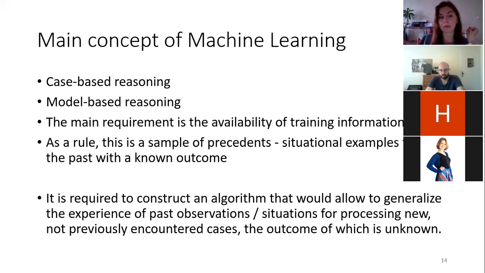So the general aim of machine learning is to construct an algorithm to generalize observations of past observations or situations for processing new, not previously encountered cases, the outcome of which is unknown. So we need to predict something actually, using our experience. And there are several machine learning tasks.